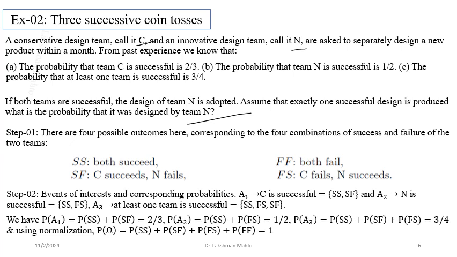Now, we will numerically convert this given information into probability. The first one is saying the probability that team C is successful. When we say team C is successful in this scenario, the first letter is S. So here we are talking about success of C. If we term this given statement as A1, the probability of A1 is 2/3. A1 includes two outcomes, SS and SF. Both are mutually exclusive. So the sum of probability of SS and SF is equal to 2/3.